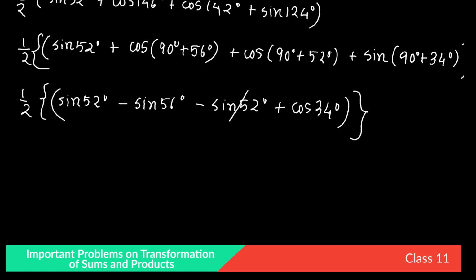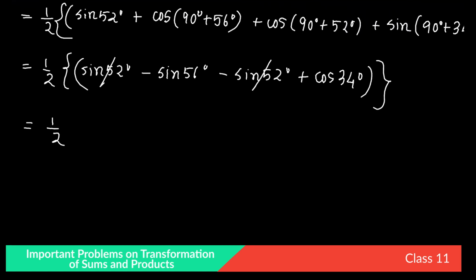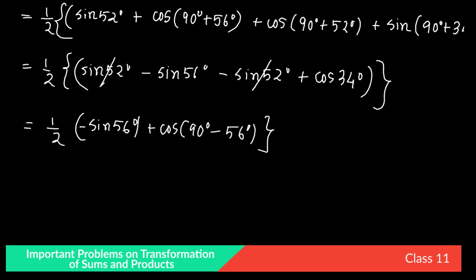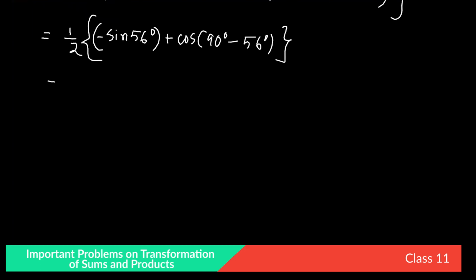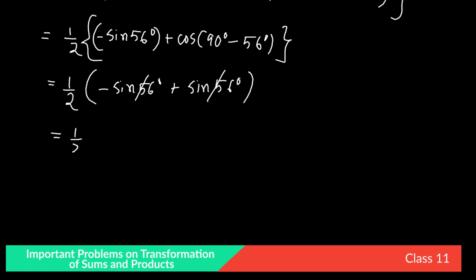Okay, so this and this are getting cancelled. So half outside, it is actually minus sine 56. Now see, this cos 34 can be written as plus cos of 90 degree minus 56 degree. Now this is half outside. It is minus sine 56 degree. And all of us know that cos of 90 minus theta is actually sine theta. So this and this are getting cancelled. So it is half into 0, that is 0, which is equal to RHS. So LHS is equal to RHS. Proved.